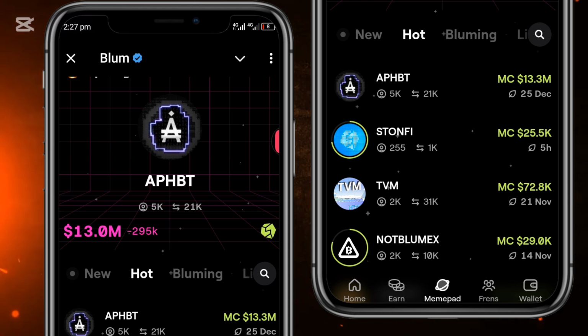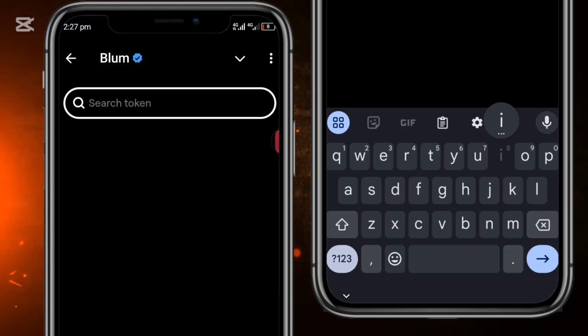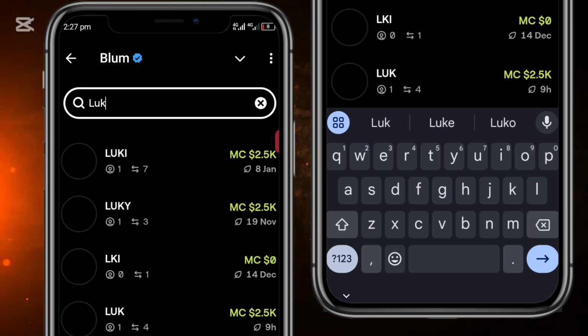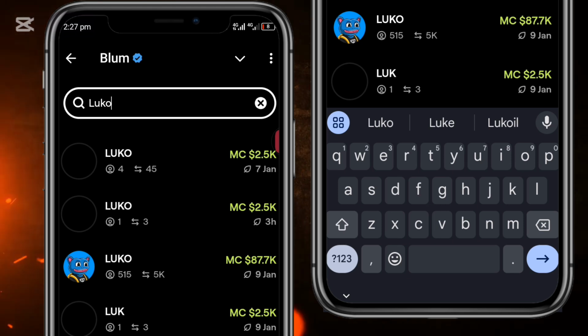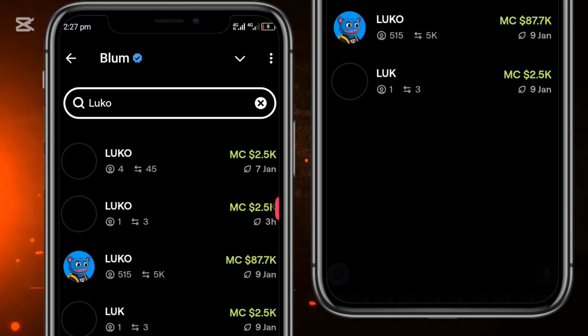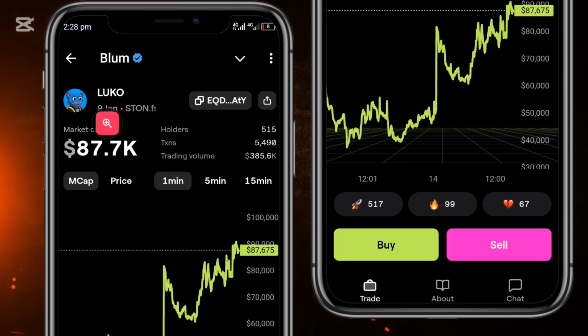Now, there's a coin. Let me type that coin. That coin is called Luco. Okay, now this is the coin right here. Let me open it. This is it, Luco. Now, this coin was created just 4 days ago. You can see on the 9th of January this coin was created.